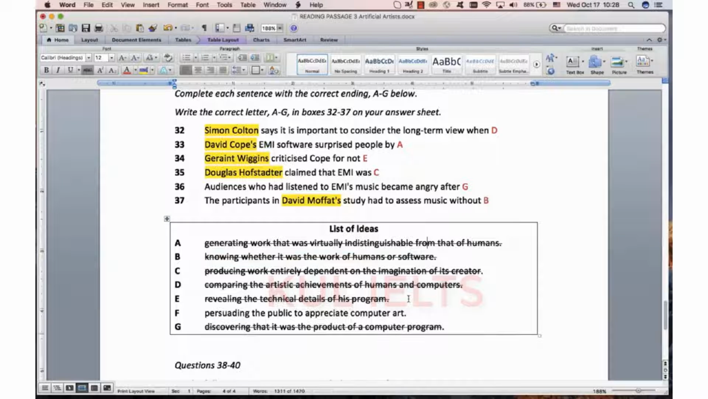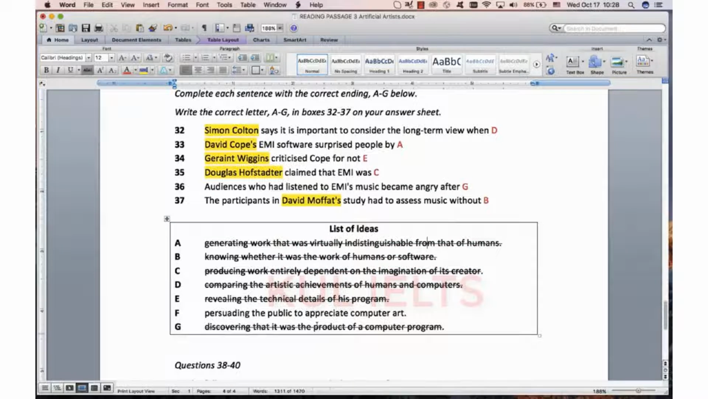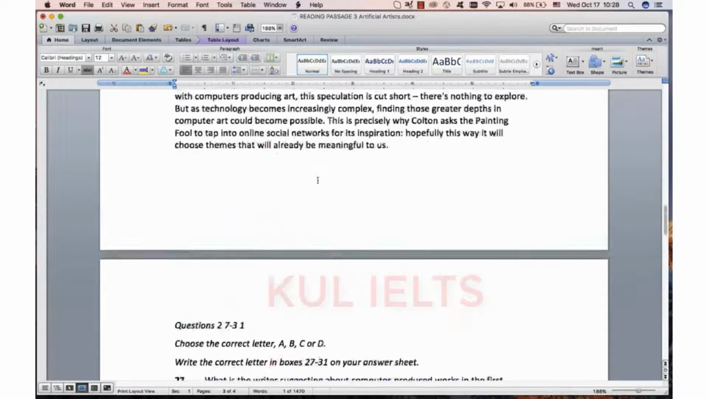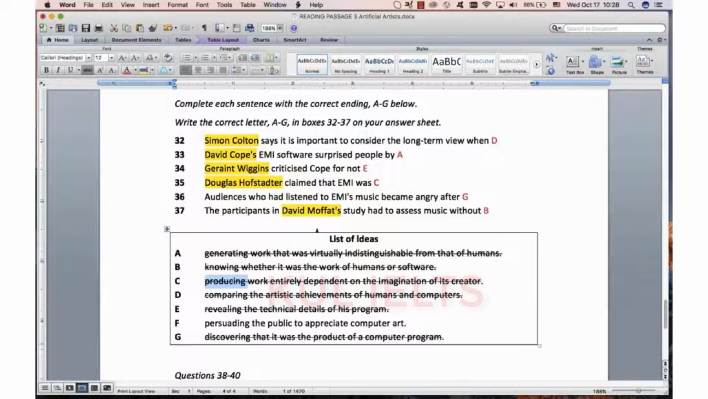So yes, this was difficult, but I think if you just went through it carefully, tried to find the easier ones first, and then went back and did the more difficult ones, you could have picked up some marks there. And it was very important to look at these verbs and see who was doing the verb, and then try and find the synonym for the verb in the text. That would have helped you a lot.